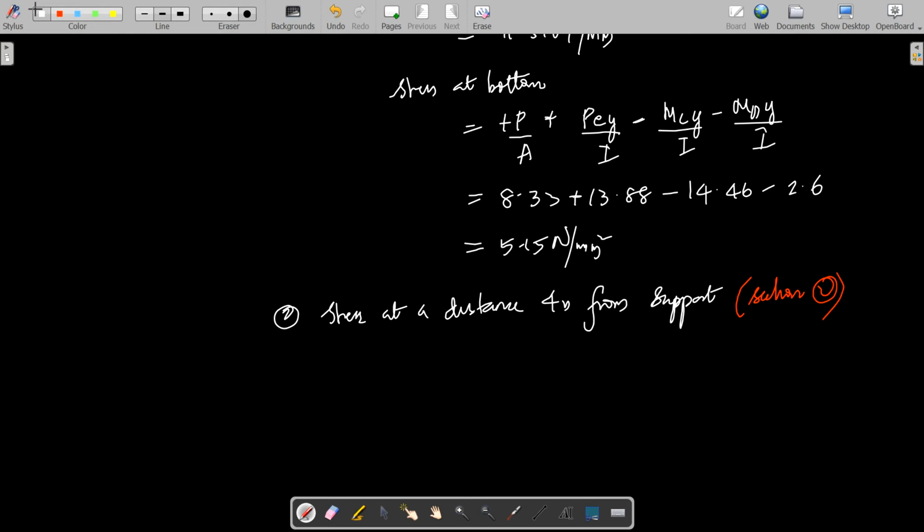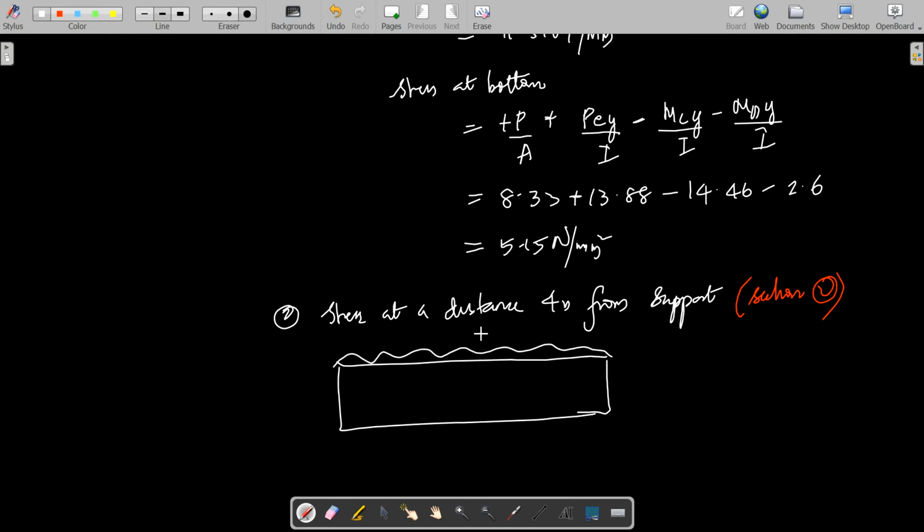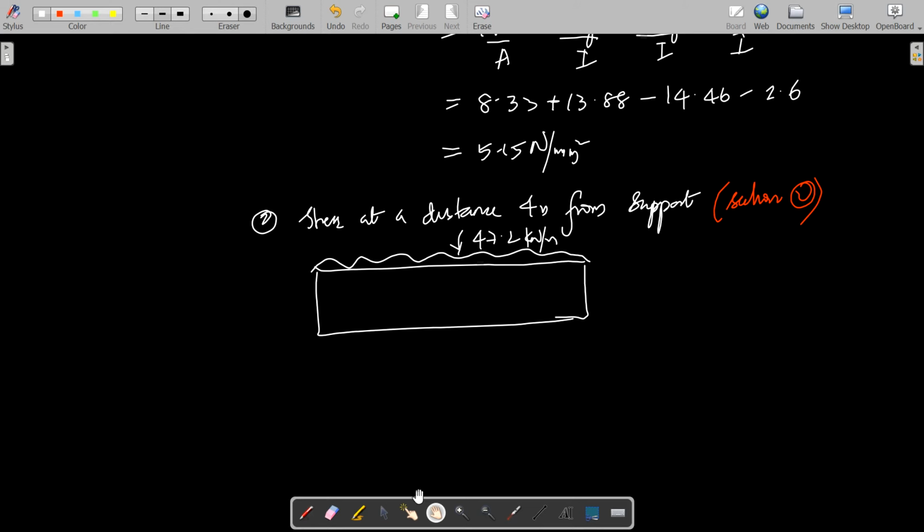So here you need to find the reaction at the support such that you can find the bending moment, because you are given the beam like this. We will consider the total load, that is 47.2 kilonewton per meter is the total load. So the bending moment at any section at a distance 4 meter from the support, the bending moment diagram will be like this. So you need to find this value. Suppose this is M at 4 meter.